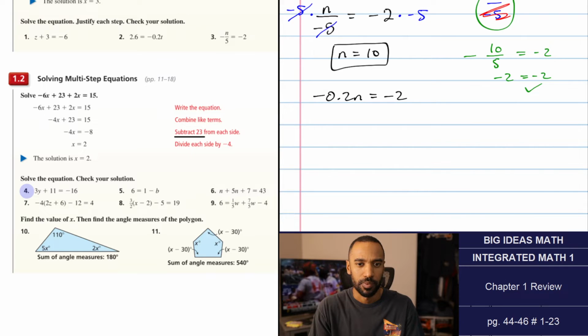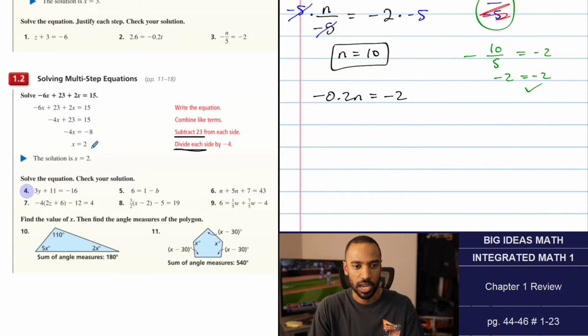Now, subtract 23 from 15, you get -8. So now -4x is all on its own. -4x equals -8. And then they show the next step. They're dividing each side by -4, and -8 divided by -4 is +2. The answer is x equals 2.